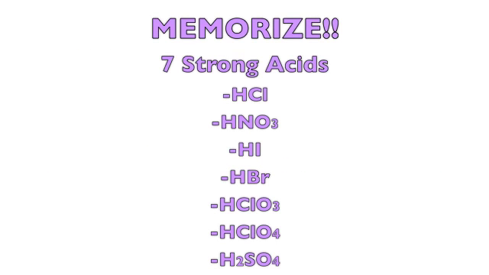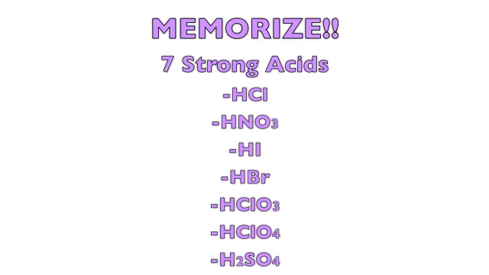It is extremely imperative to know the 7 strong acids in chemistry. The first strong acid is HCl, hydrochloric acid. The second strong acid is HNO3, nitric acid. The third, HI, hydroiodic acid. The fourth one, HBr, hydrobromic acid.